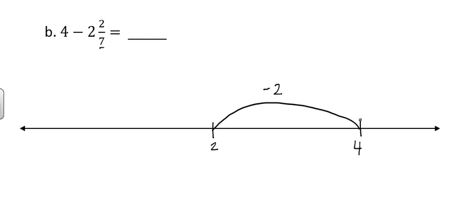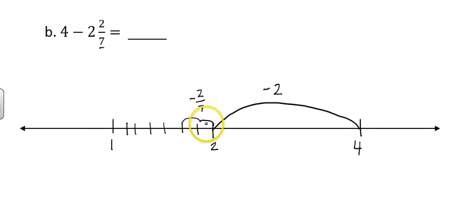Now I need to subtract the 2/7. The next whole number back would be 1 whole, and I know that I need to divide this section into sevenths. There's my sevenths, and I need to hop back 2/7.